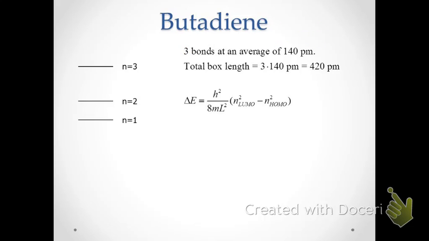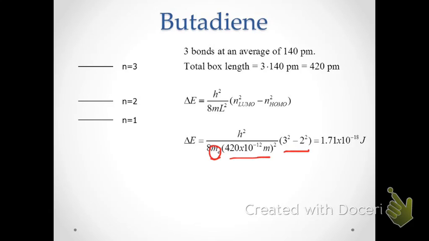All right. So then to calculate the energy difference associated with those, we just use the n equal 3 associated with the LUMO and n equal 2 associated with the HOMO. So we plug those numbers in, as we see here. We use the mass of an electron, and here's our length of the box, and we get an energy of 1.71 times 10 to the minus 18 joules.